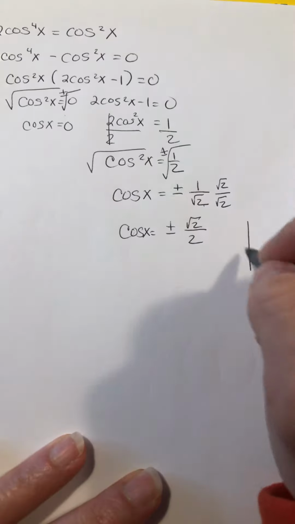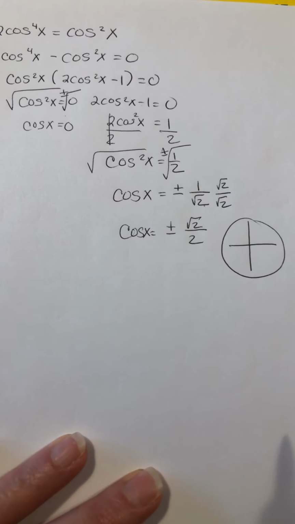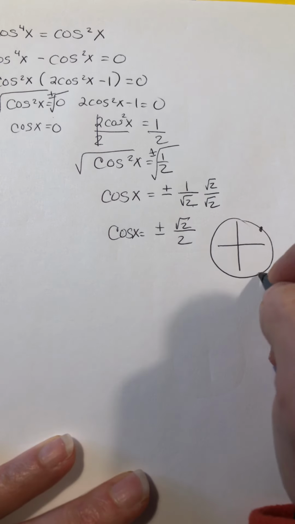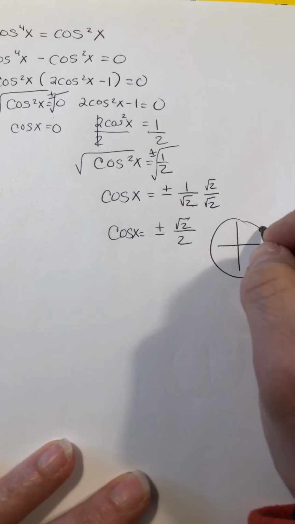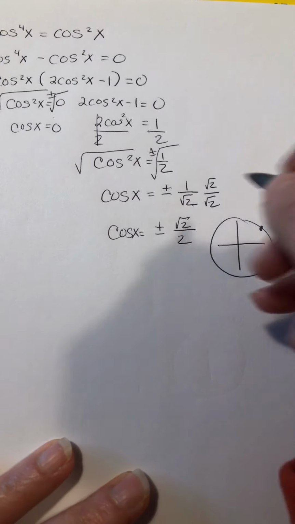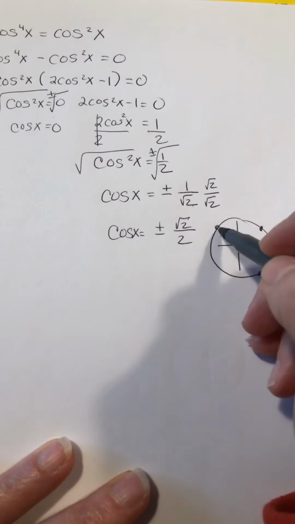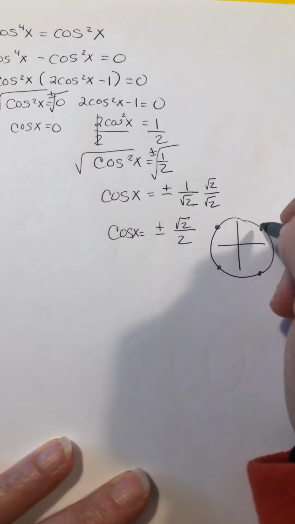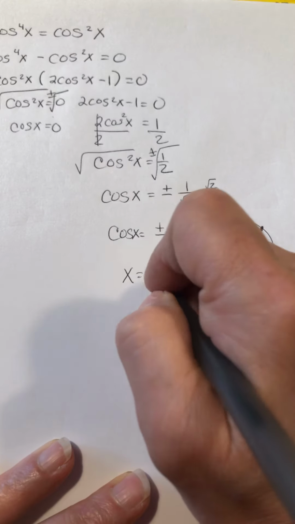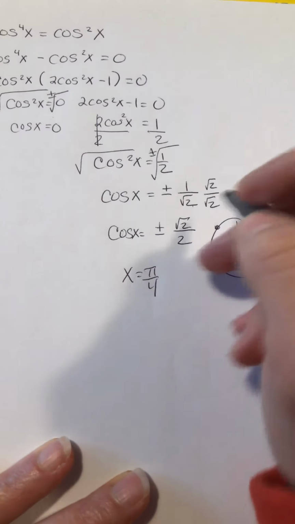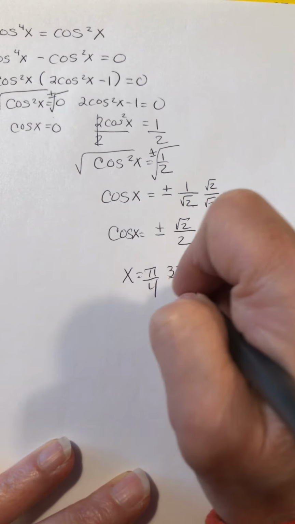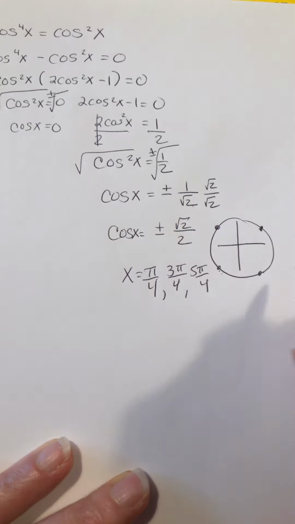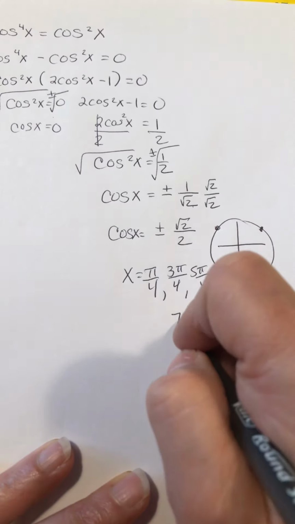So if you think about where that happens on your unit circle, cosine of x is plus or minus rad 2 over 2 at the pi over 4 over here, and over here, and over here. So we're making our 45-degree angles. So this is 1 pi over 4, 3 pi over 4, 5 pi over 4, and 7 pi over 4.